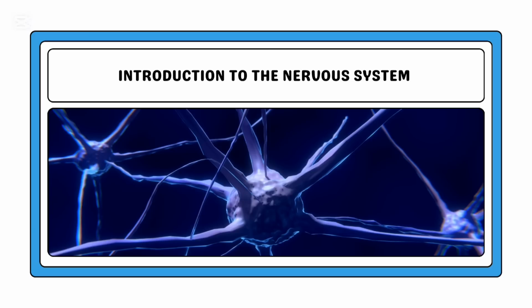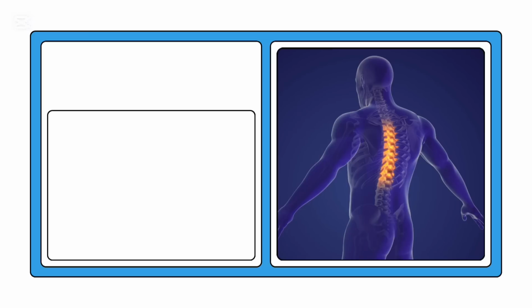Two major parts: central nervous system, CNS, brain and spinal cord, processes information. Peripheral nervous system, PNS, nerves, connects CNS to the rest of the body. The central nervous system, CNS. The CNS is the control center of the body. It interprets sensory information and responds accordingly.